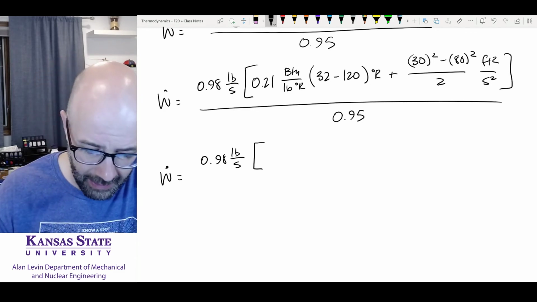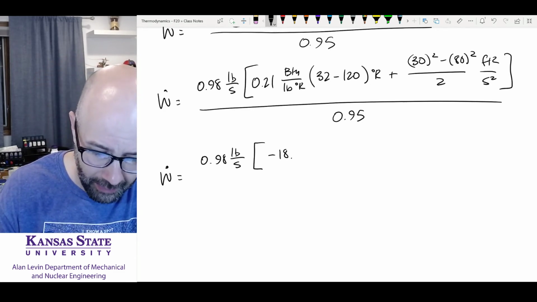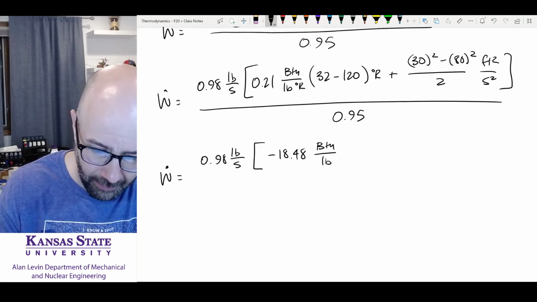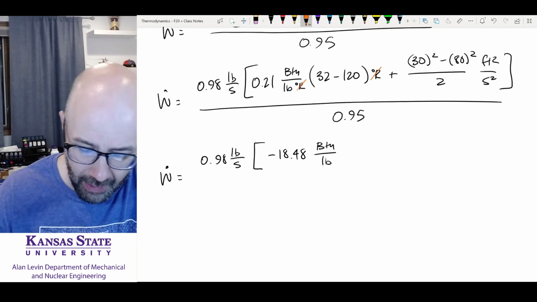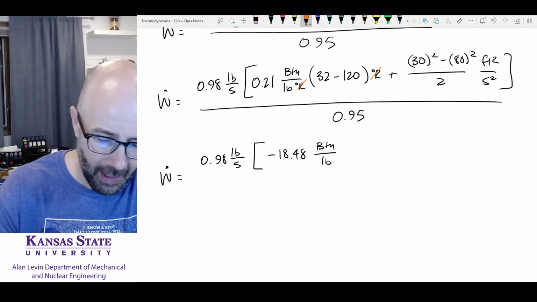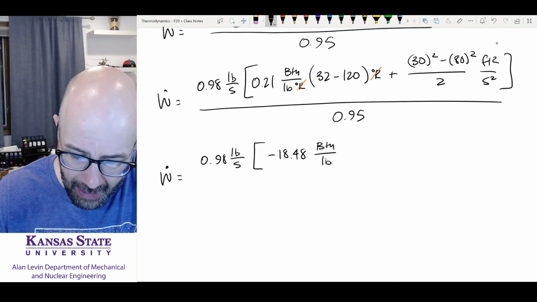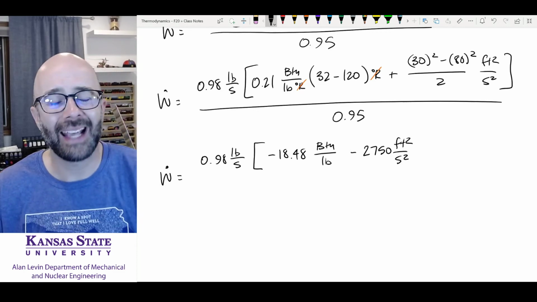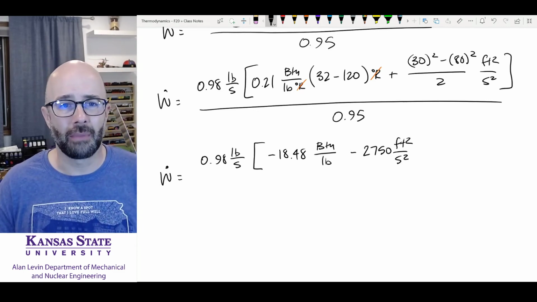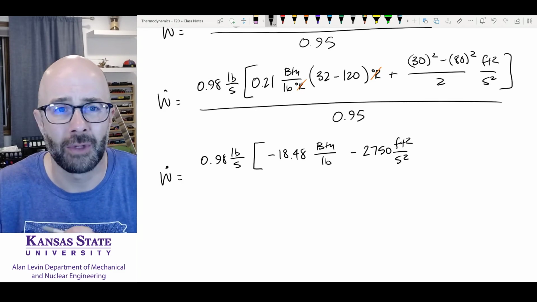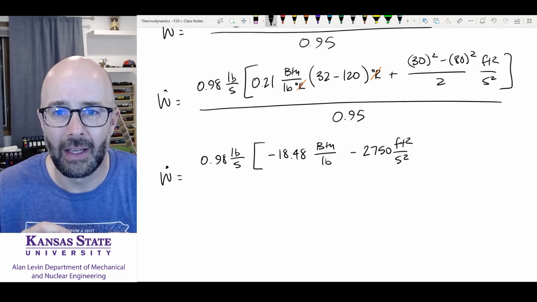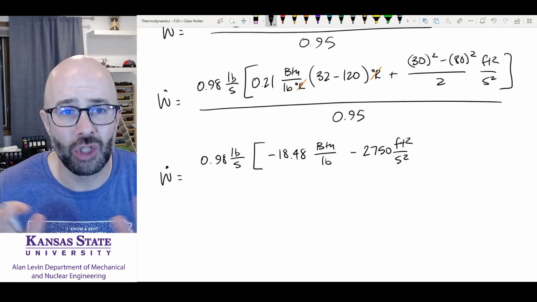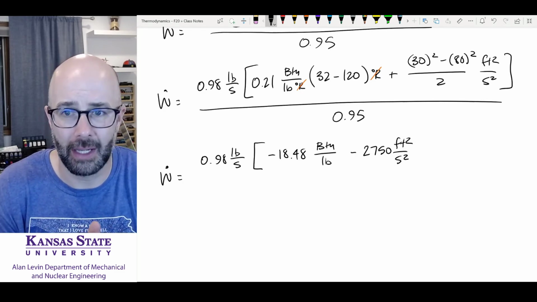My first term is going to give me negative 18.48. This is going to be BTUs per pound, right? Because my degree Rankine is going to cancel. My second term gives me minus 2,750 feet squared per second squared. Now I cannot subtract those two numbers, BTUs per pound and feet squared per second squared, until they have the same units. I have to do my units before I can even combine those together.